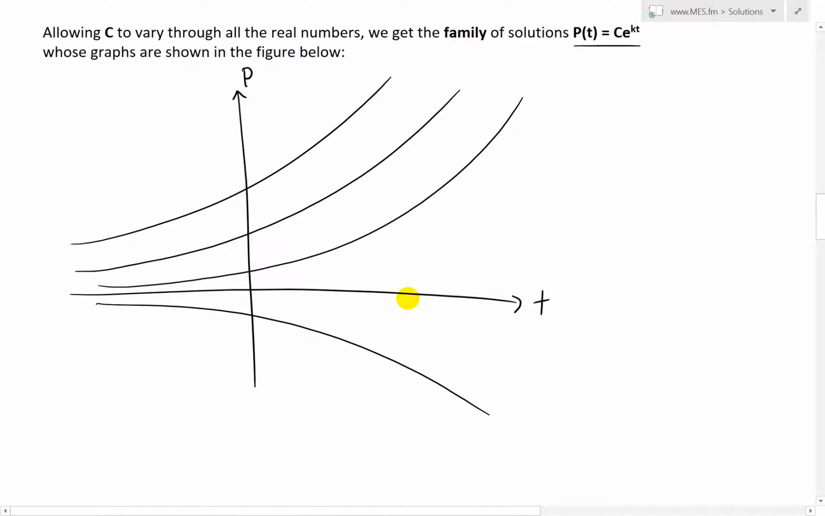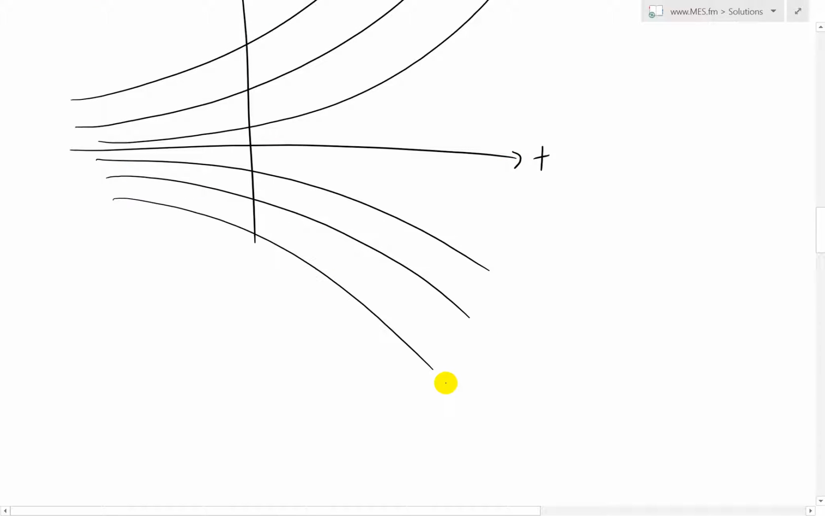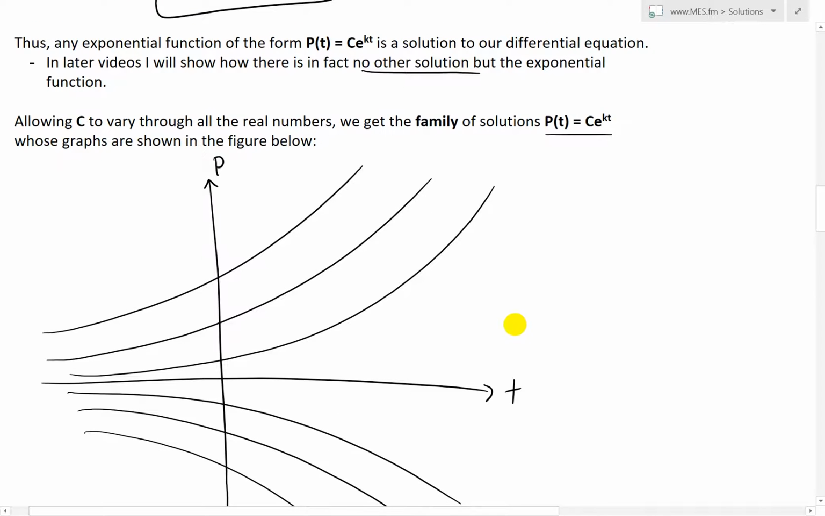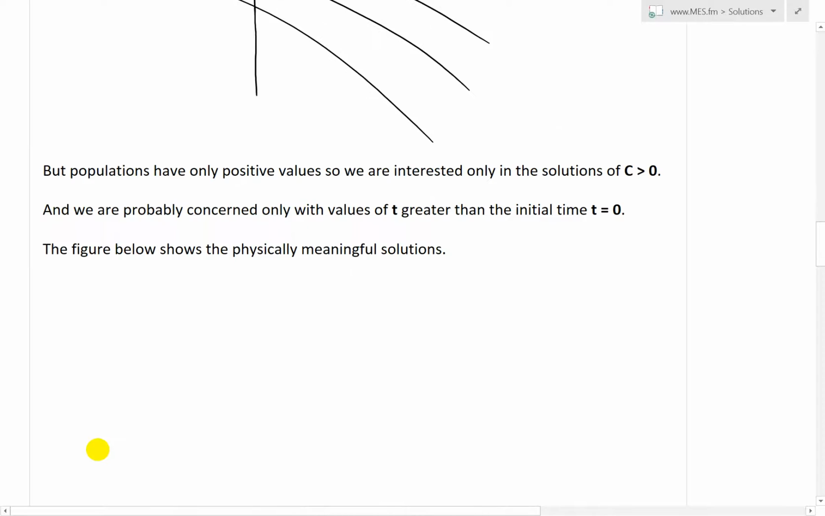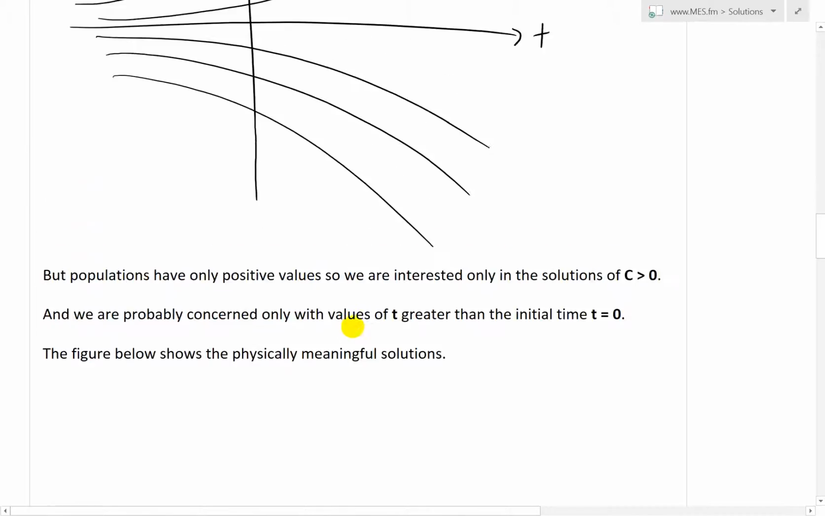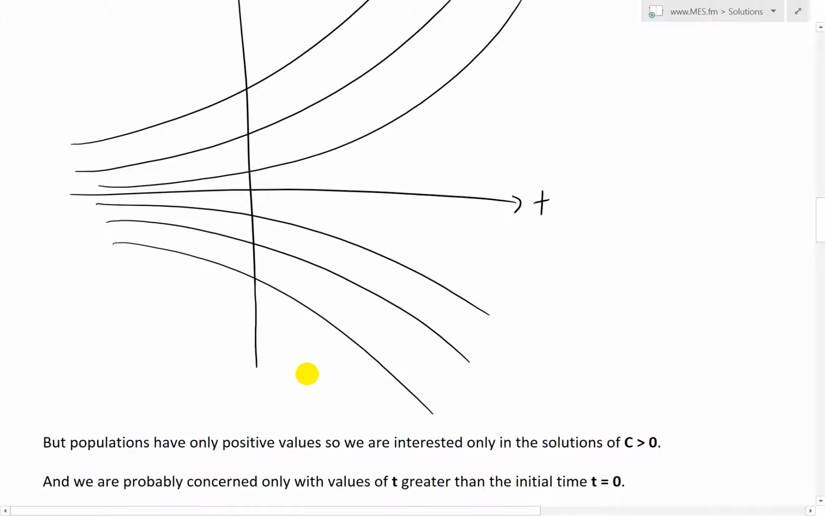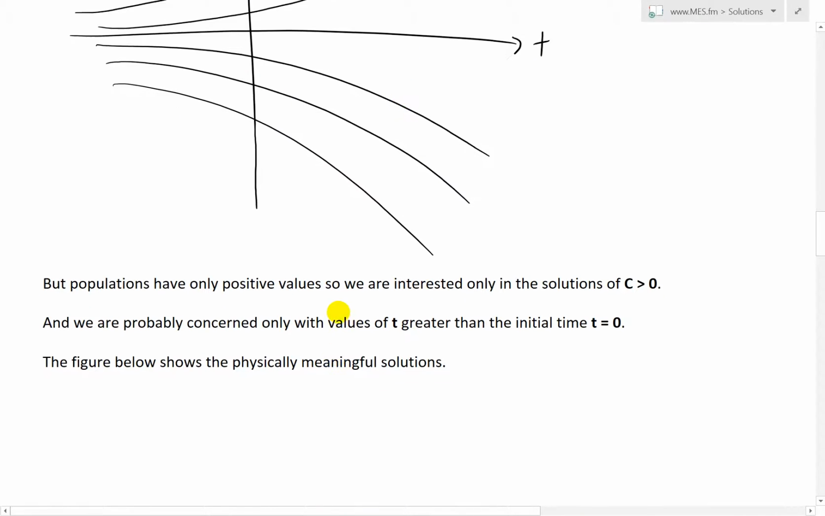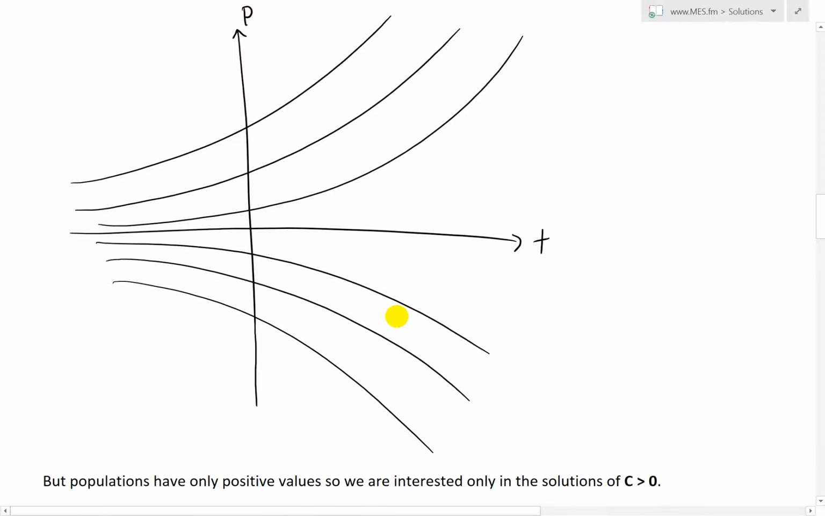If we have a negative c right there, these are functions of the population, for all t values, all time, and all c values when we vary it through all real numbers. But populations don't have negative values, so we are interested only in the solutions where c is greater than 0, so we don't have any negative populations. And we are probably concerned only with values of t greater than the initial time t equals 0, because I'm not sure how you would work with a negative time.